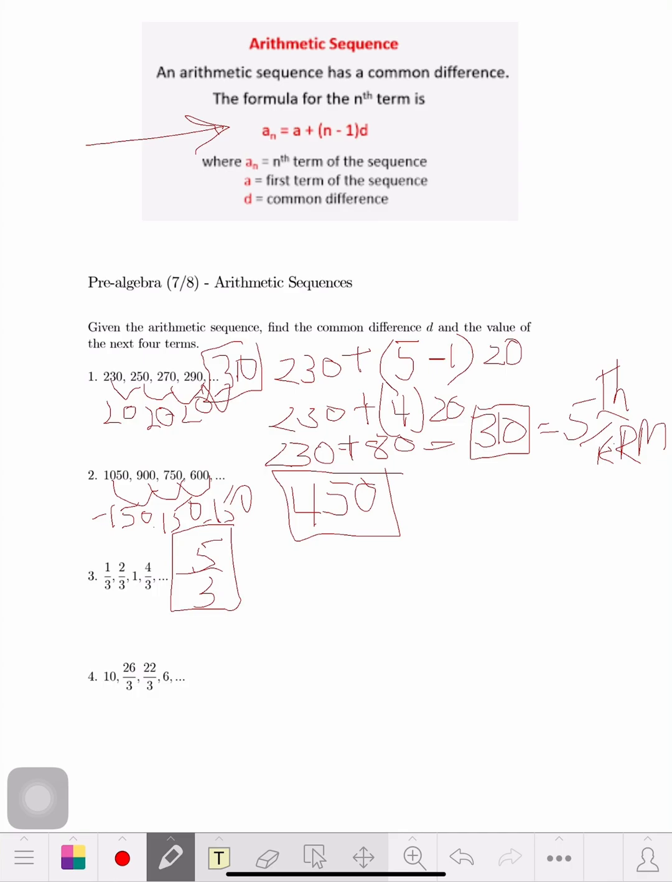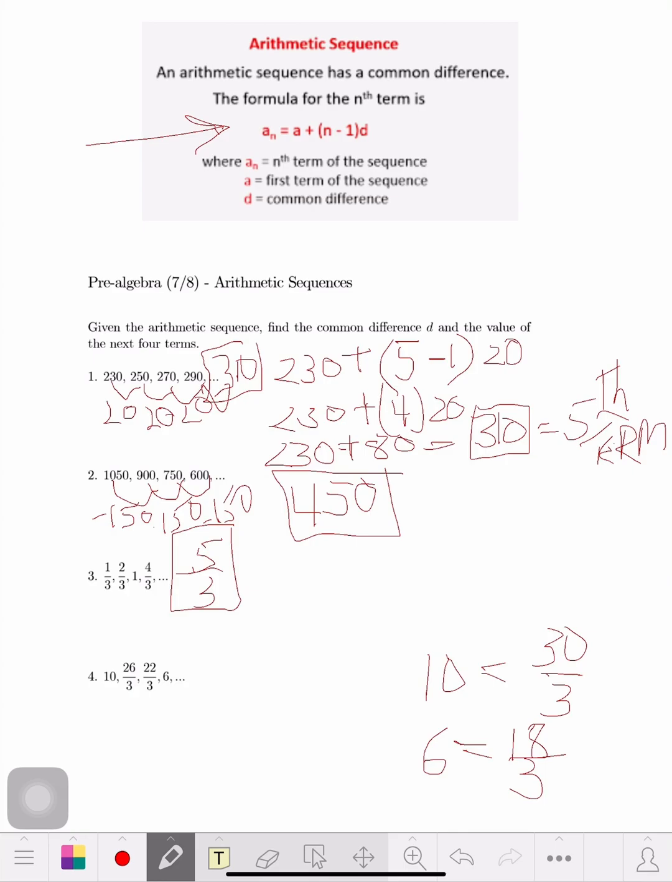Now the next one's a little trickier. But if you look at it, what if you took the number 10, how many thirds does this equal? It equals 30 thirds. So what they really did was subtract 4 thirds from each one. You went from 30 thirds to 26 thirds to 22 thirds. Now 6, what's 6 in thirds? That equals 18 thirds.